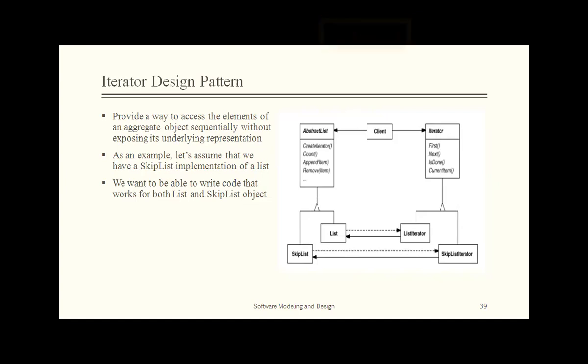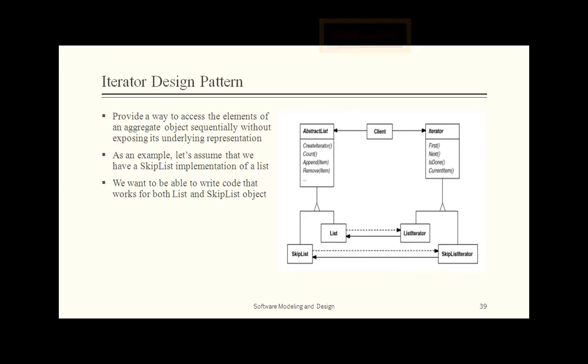The iterator class defines an interface for accessing the list of elements. An iterator object is responsible for keeping track of the current element. That is, it knows which elements have been traversed and which elements have not been traversed. Now see, here is an example of iterator design pattern.